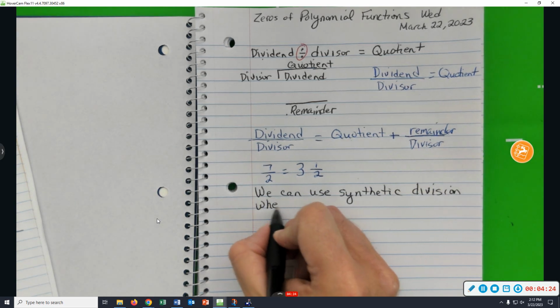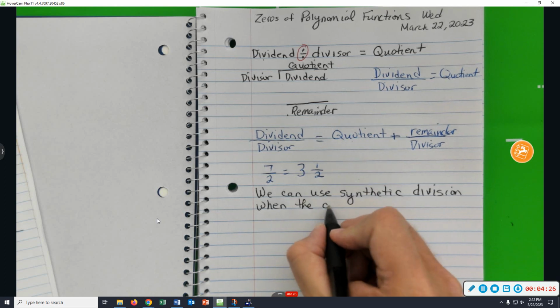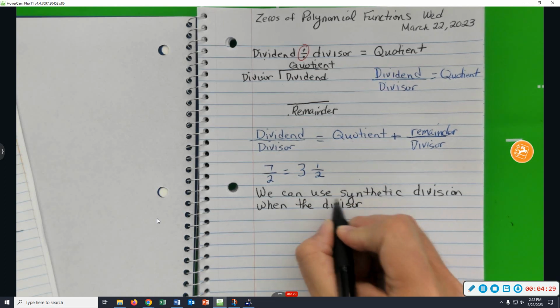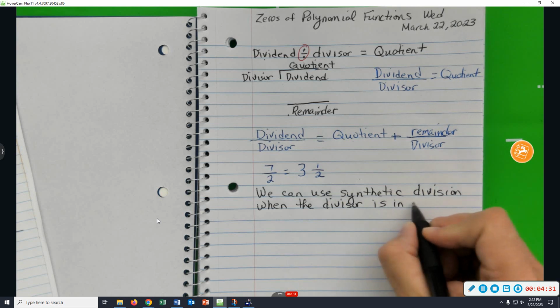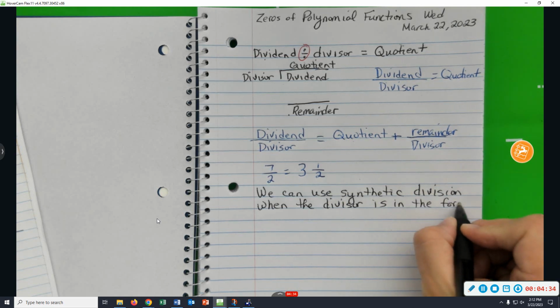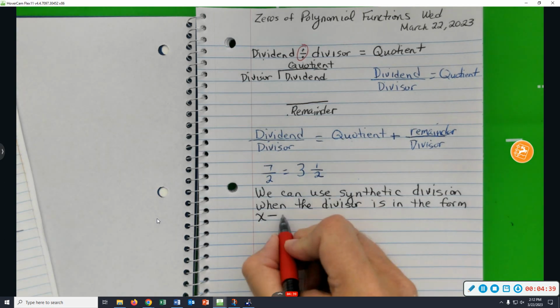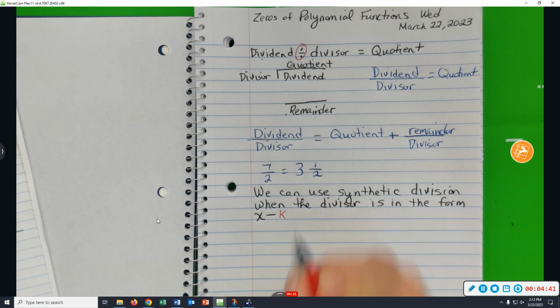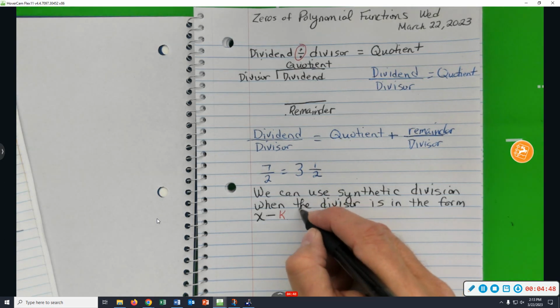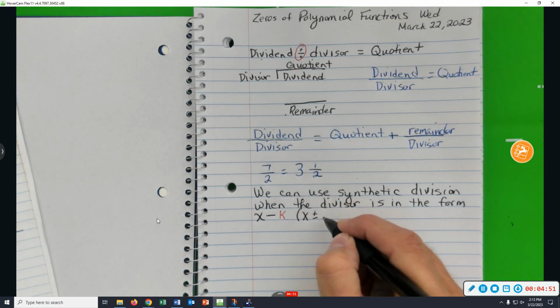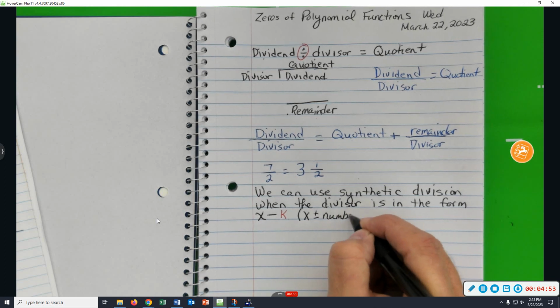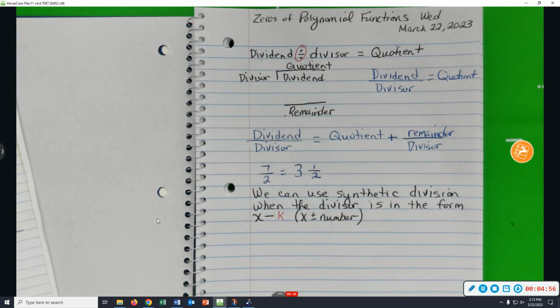When the divisor is in the form x minus some number k. I say x plus or minus because it can be a plus also, as long as it's just a variable and then plus or minus a number. I was going to say x minus k because k is clearly defined.